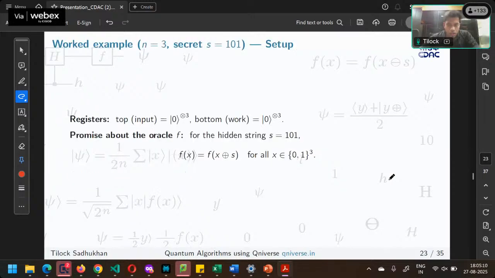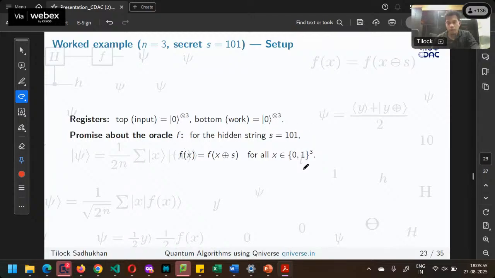Now, to make things more intuitive and simple, for the sake of understanding, I have taken the value n equals 3 and tried to showcase whatever we have done throughout the previous slides. I'll just repeat it for n equals 3. These are the prerequisites: the top register is 0, the bottom register is also 0. So we have an n equals 3 system. The initial state is ket 000 and ket 000, and the hidden string is 101, which we are assuming.